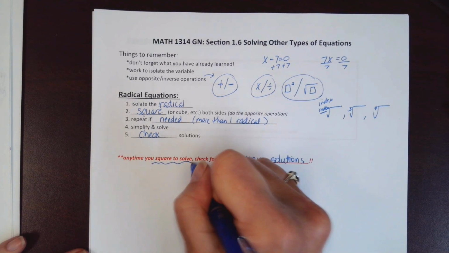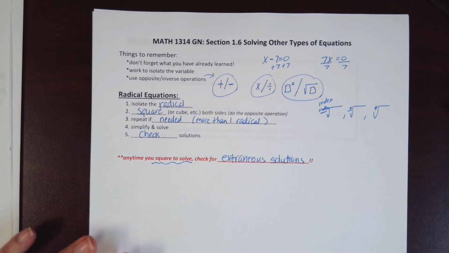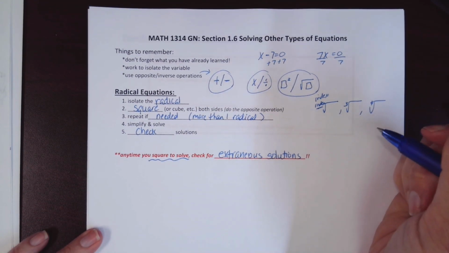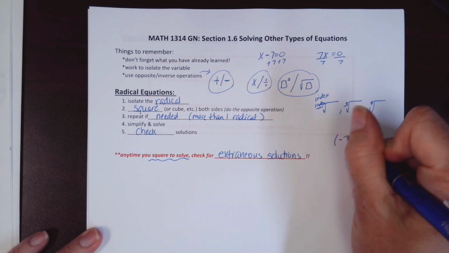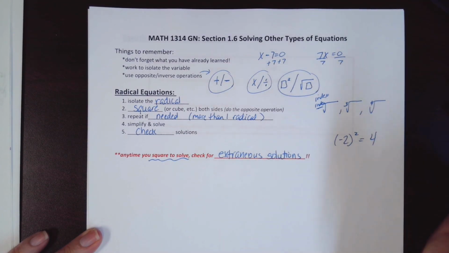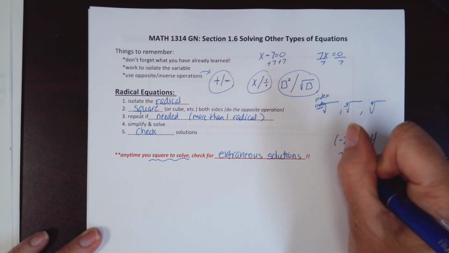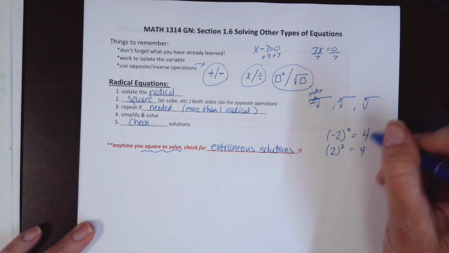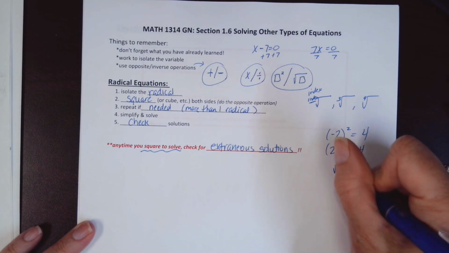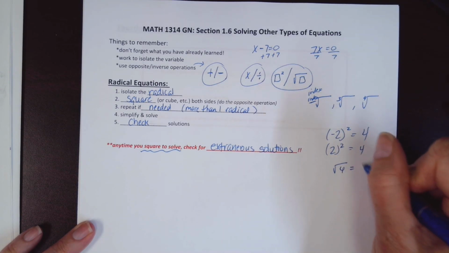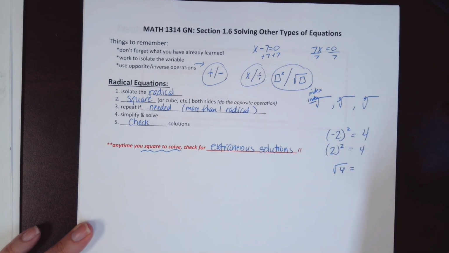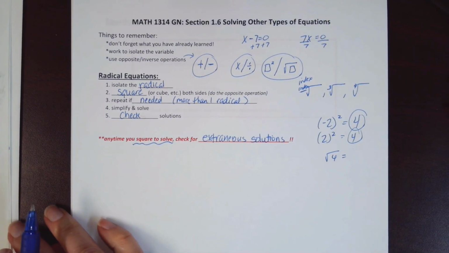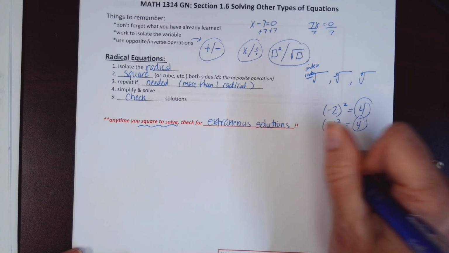Anytime you square to solve. Now if you cube to solve, it's not a problem, but when I square to solve, I've messed up if I had a negative. So let's think about this. If I had -2 and I square it, I get a +4. If I have +2 and I square it, I get a +4. So if I take the square root of 4 to go backwards with that, what does that equal? Well, it could equal a +2 or a -2, I don't know. Because that squared term, if it started negative, that negative disappears.